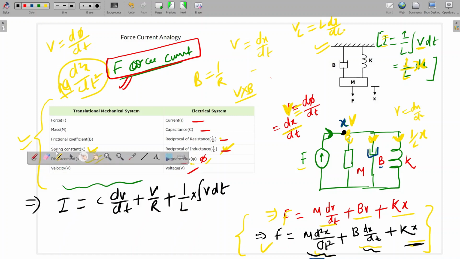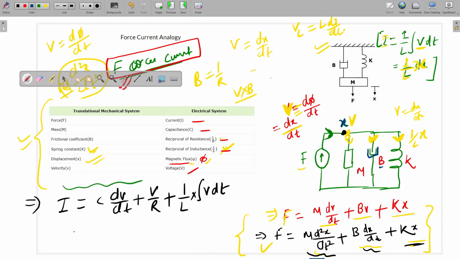If you write that, V is equal to d phi by dt, which is dx by dt. So C d square x by dt square, plus 1 by R is there, and V is equal to dx by dt, so 1 by R dx by dt. Plus 1 by L, and V is equal to dx by dt, so dx by dt into dt will be cancelled, so that will be 1 by L into x.